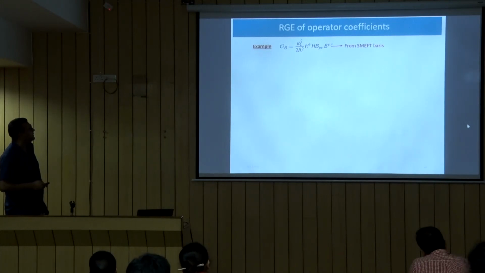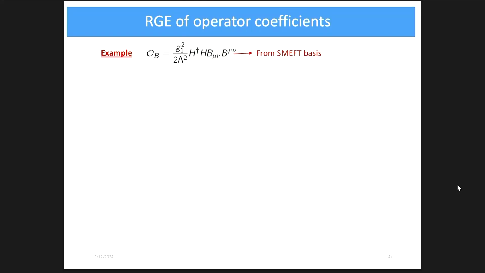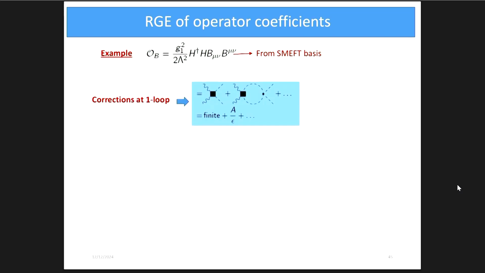So now just take an SMEFT operator as an example: how exactly do you calculate those matrices? Let's say this is the operator, and you are taking the corrections at one loop level. These are the corrections. This is one of the important leading-order diagrams that will contribute, and definitely this will have a divergence.